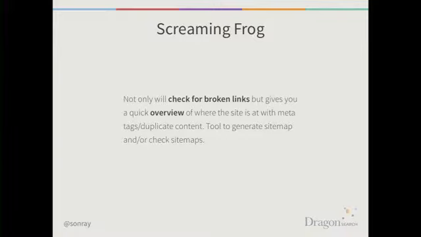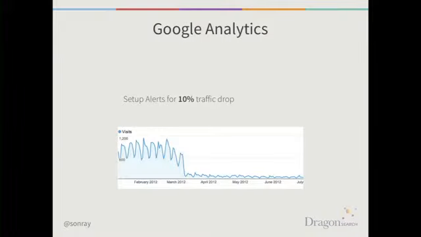Also, it will tell you if you have duplicate title tags, duplicate content, duplicate meta descriptions. We're going to talk about sitemaps a little bit later. This is also really helpful with creating a sitemap or checking a sitemap to make sure that it's clean. Lastly, with maintenance, you want to make sure that you're on top of anything that's going on with your website.